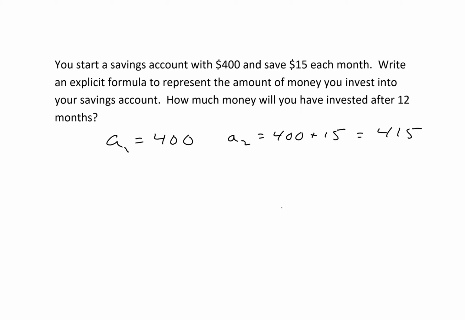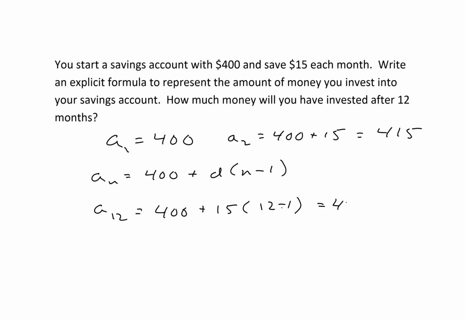So to write the formula, a sub n equals the first term, which is 400, plus d, 15 each month, times n minus 1. So for the 12th month, a sub 12 equals 400 plus 15 times 12 minus 1, which is 400 plus 15 times 11, which is 565.